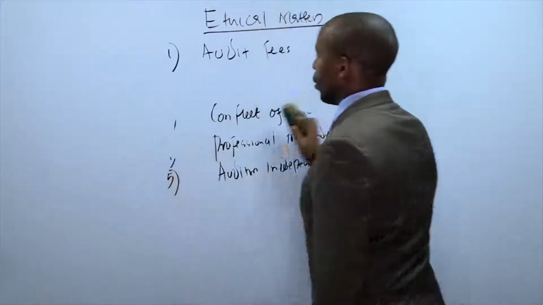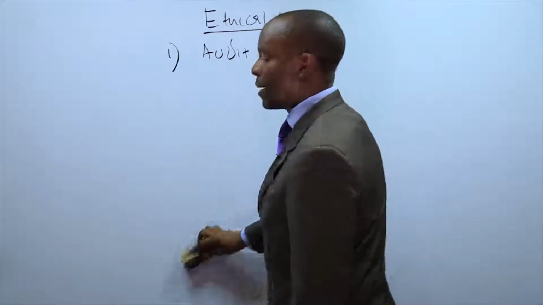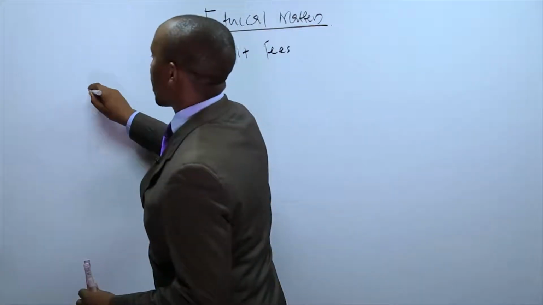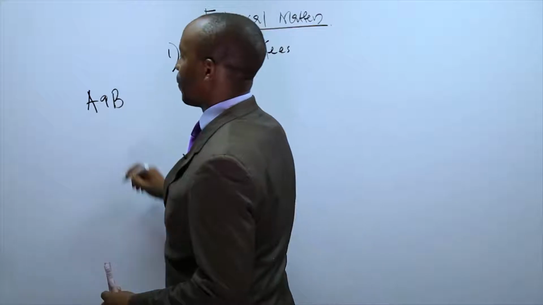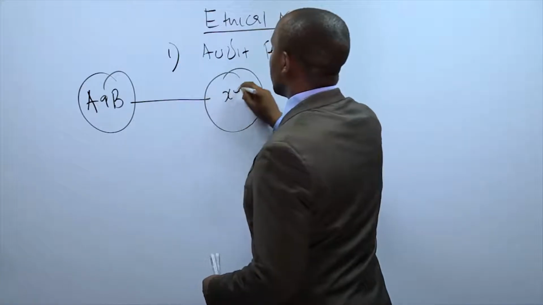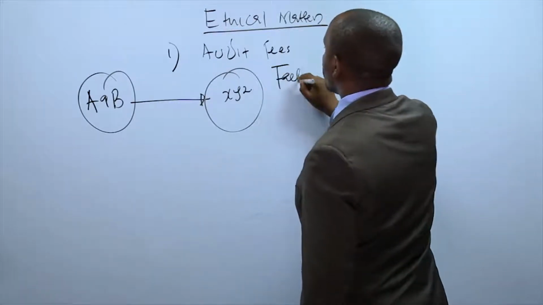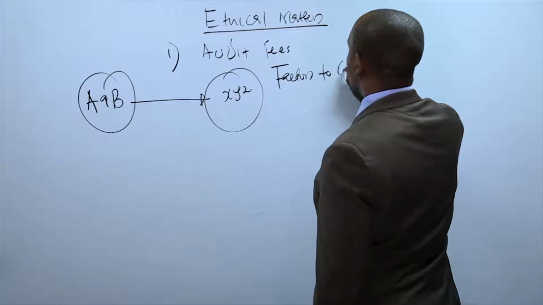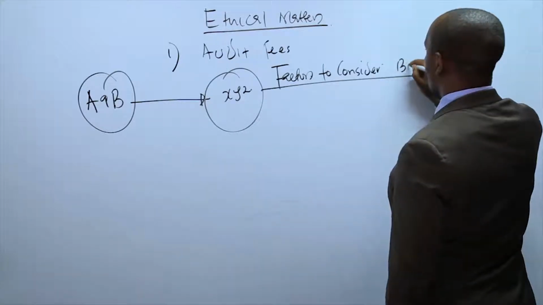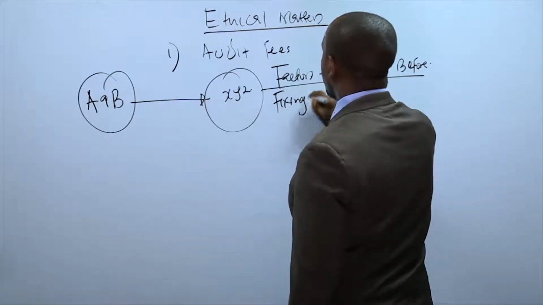When we talk about audit fee, we are looking at how much should an auditor be given, and maybe why should an auditor be given that particular amount of money. How much should an auditor go with in an audit? So assuming your audit firm is called A&B Associates. That is your audit firm. And you're auditing this company, which we call XYZ Limited. So the first thing we ask ourselves is, what are the factors to consider before fixing audit fees?